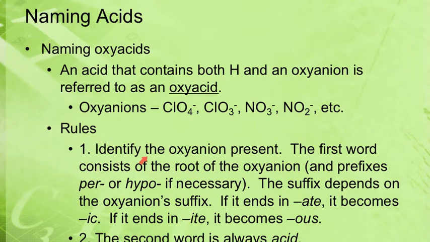So the rules here for this one, identify the oxyanion present. The first word consists of the root of the oxyanion, and the prefix is per or hypo if they're included.